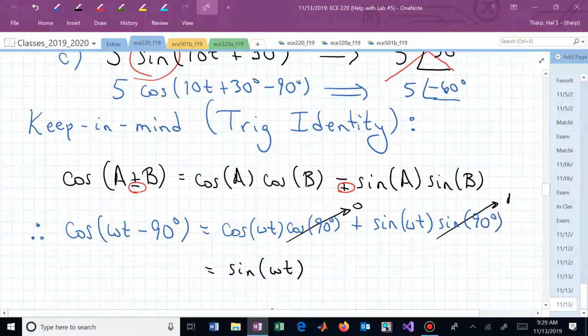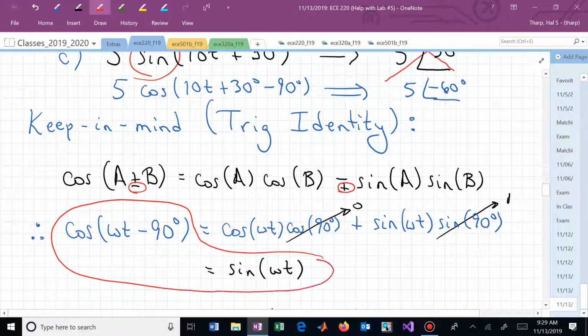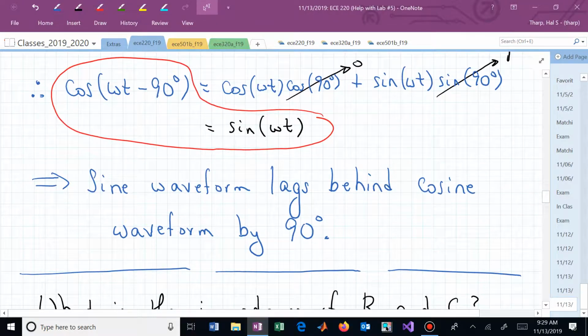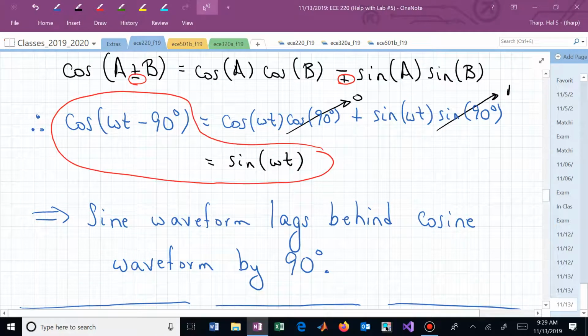When you see sine, you want to convert it into a cosine. And now we know how that's done. And the sine waveform then lags behind the cosine waveform by 90 degrees. That's another way you're going to hear leading and lagging. Here, the sine lags behind the cosine. It's a cosine minus 90 degrees.